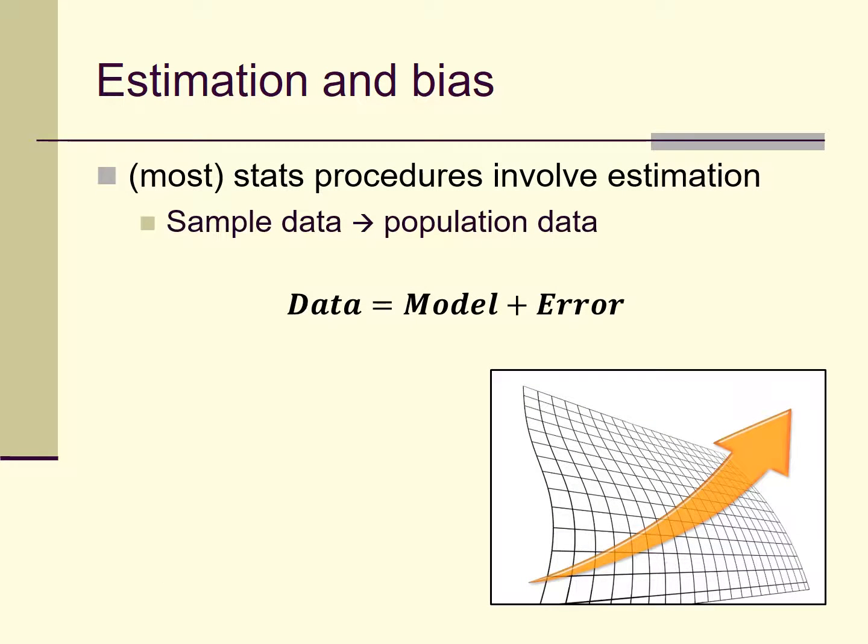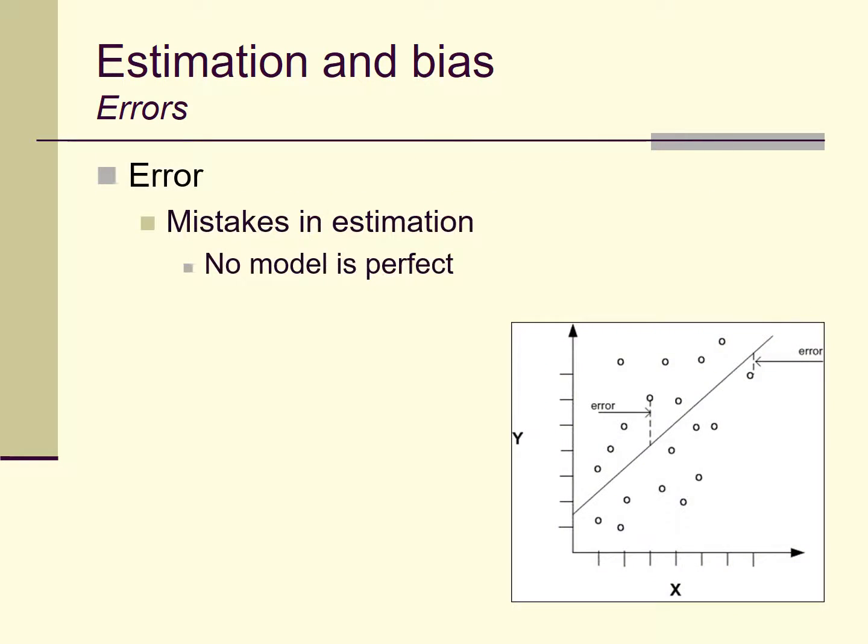To get us started, let's consider that many, if not most, of the statistical procedures that we do in this class involve estimation. By that I mean we're taking information from a sample of data and trying to draw conclusions or make inferences about a population. Kind of like we're talking about with the confidence intervals, we're using information from a sample, the sample mean for a particular group, and trying to estimate the population mean for that group. Now, of course, no model is perfect. No statistical procedure is flawless. There are always going to be mistakes, in this case, errors in estimation.